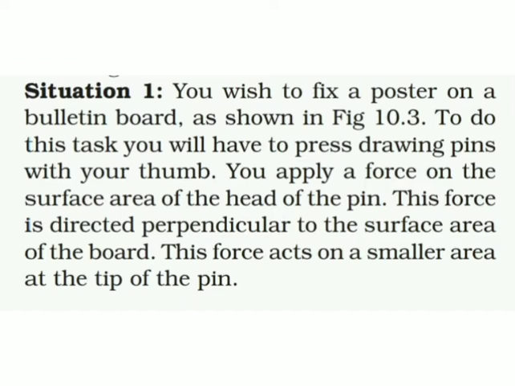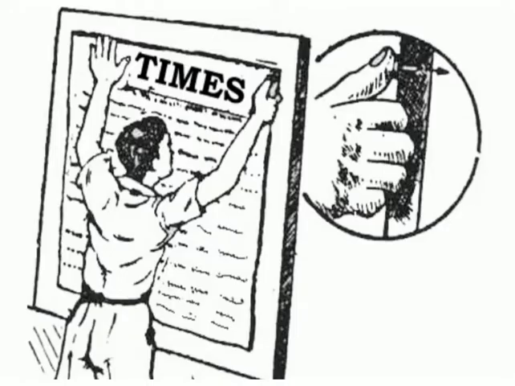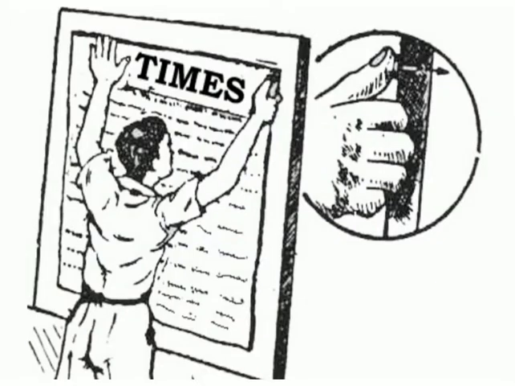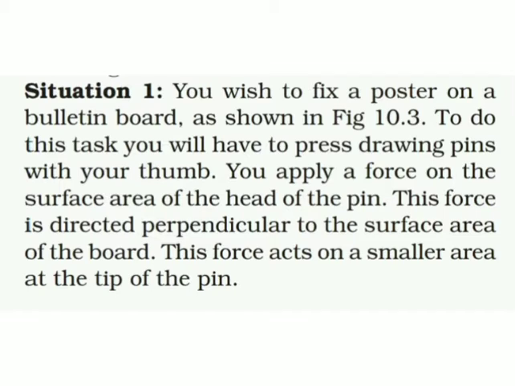Situation 1. You wish to fix a poster on a bulletin board as shown in the figure. To do this task, you will have to press drawing pins with your thumb. You apply a force on the surface of the head of the pin. This force is directed perpendicular to the surface area of the board. This force acts on a smaller area at the tip of the pin. This perpendicular force is known as thrust.